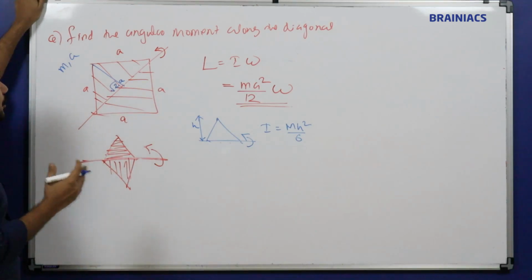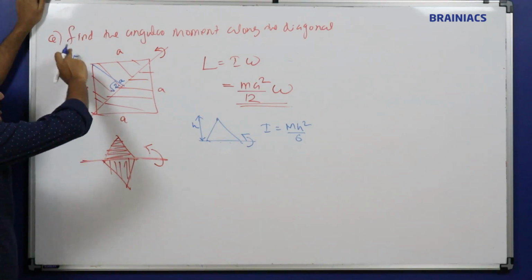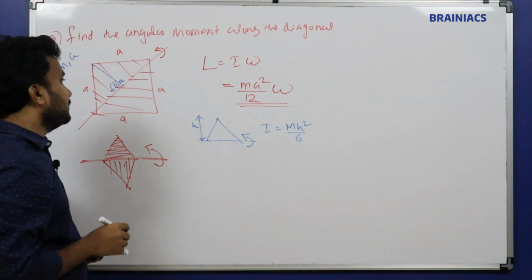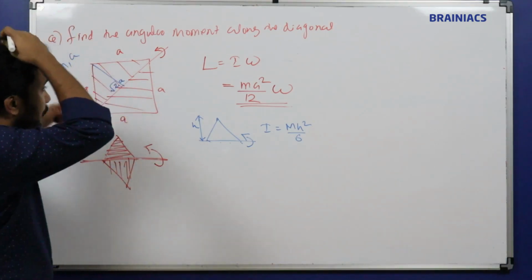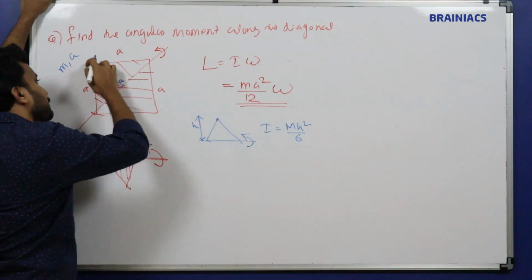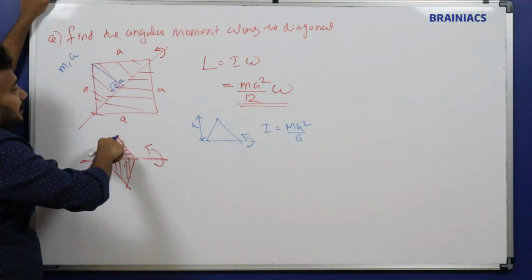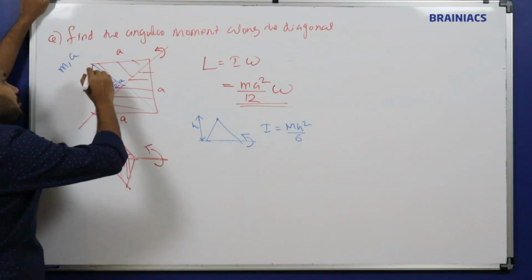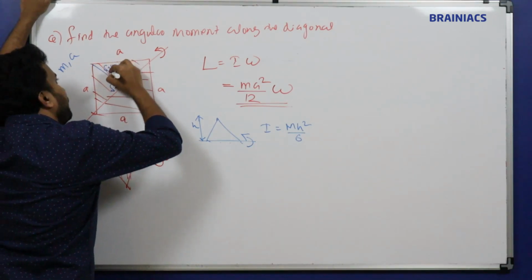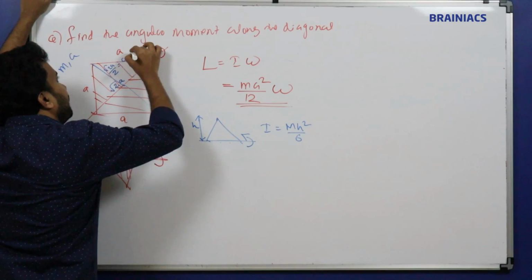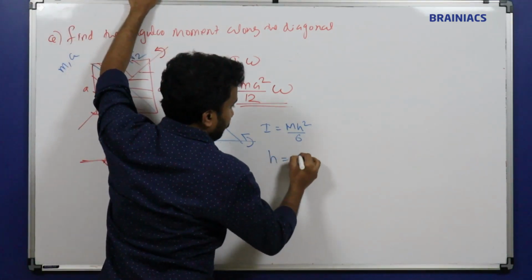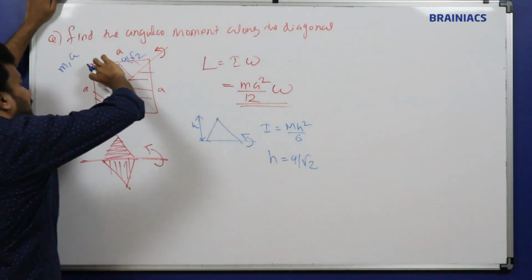But here in this case the height means this area we have to calculate. So the total mass will be equal to m and one side will be equal to a. But in our case this is a two-triangle structure. For one triangle we can calculate. So what is this height? This is also a diagonal, so root 2a. Half of this means root 2a by 2, which is equal to a by root 2. So in this case h is equal to a by root 2, this is its height.